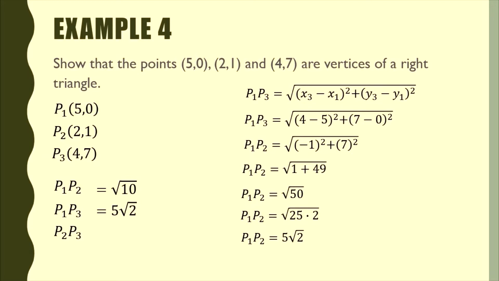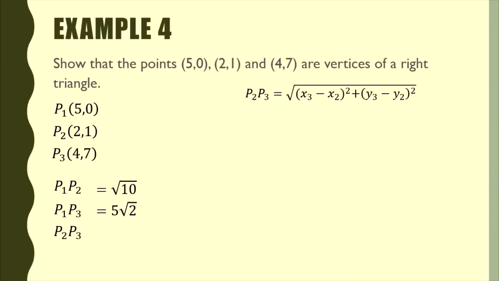Now we already know the lengths of two sides of the triangle. Next is we will proceed to finding the length of the side from p sub 2 to p sub 3. So to do that, first is we recall our distance formula. Let's figure out the points associated to the side p sub 2 to p sub 3. So in our p sub 2, the coordinates are 2, 1, where 2 is x sub 1 and 1 is y sub 1. And p sub 3 has the coordinates 4, 7, where 4 is x sub 2 and y sub 2 is 7. So let's substitute these values in our formula.